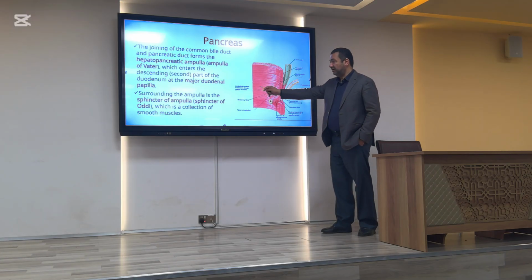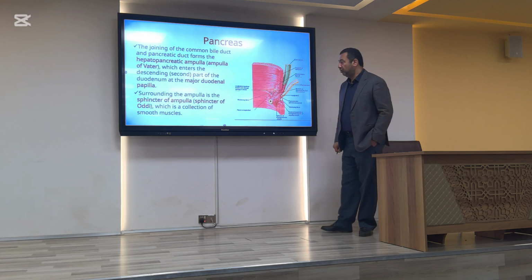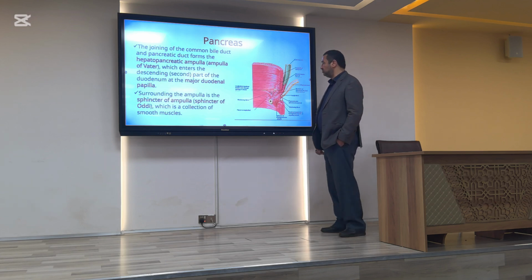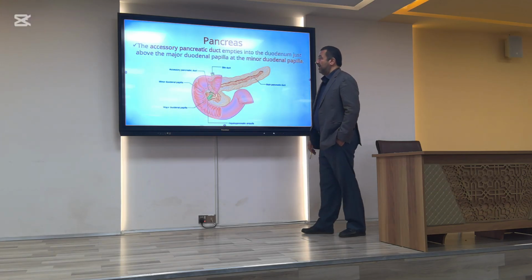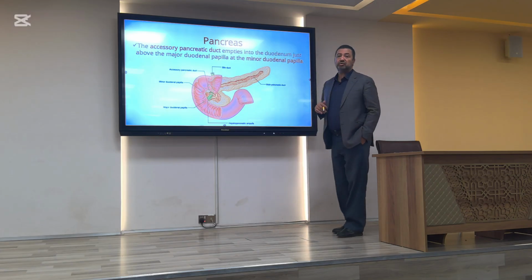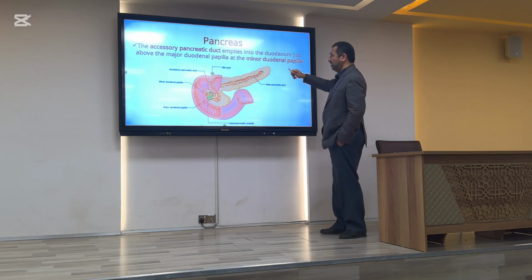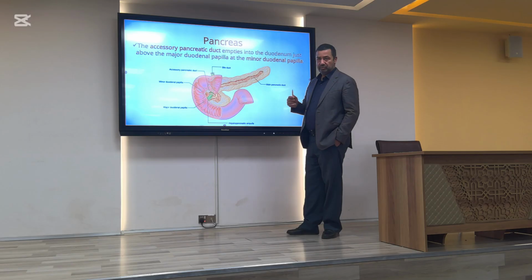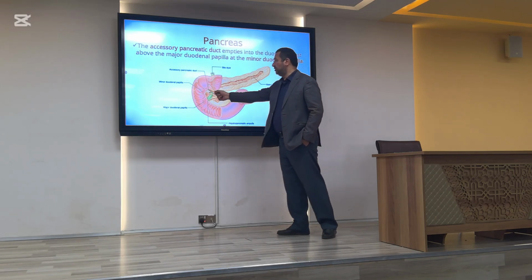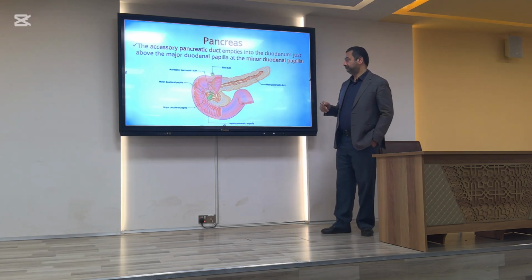Surrounding the ampulla is the sphincter of the ampulla or sphincter of Oddi, which is a collection of smooth muscles. The accessory pancreatic duct, or duct of Santorini, empties into the duodenum just above the major duodenal papilla, at the minor duodenal papilla.